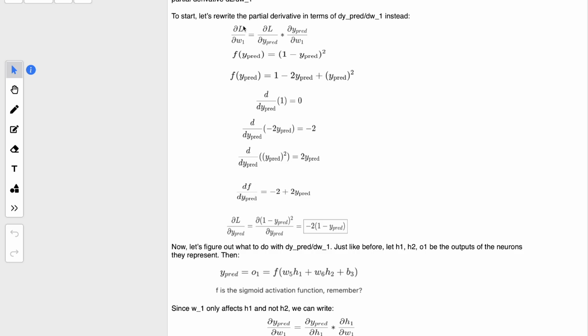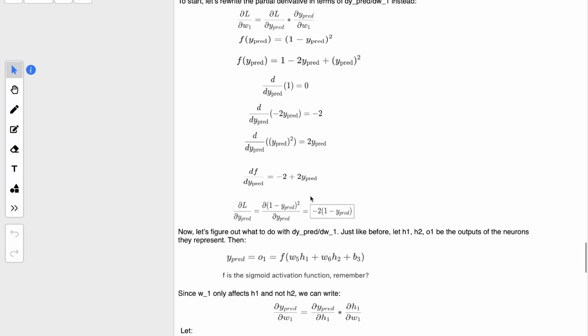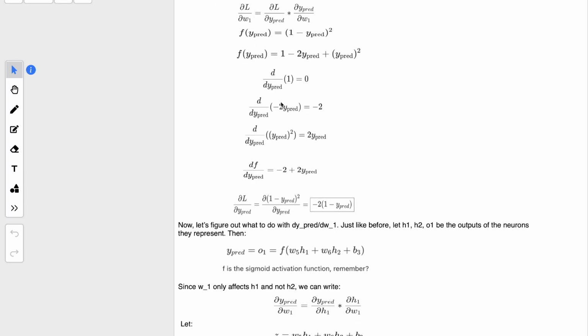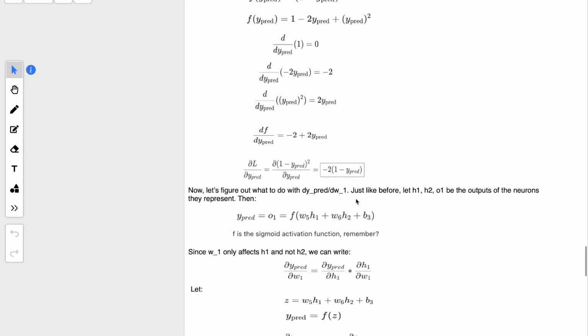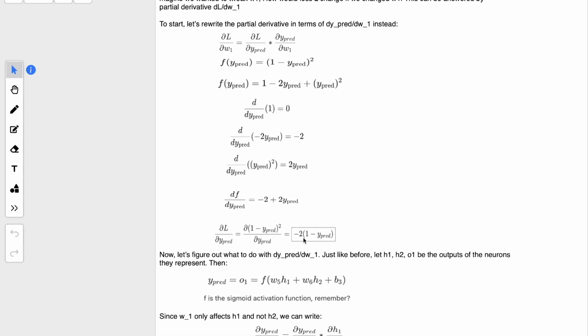Here f is our loss. dL by dypred is minus 2 plus 2 ypred, which is the same thing. We are just putting this value here. So dL by dypred is equal to the derivative of (1 minus ypred) whole square divided by dypred, which turns out to be, taking minus 2 as common, minus 2 into (1 minus ypred). So this is the value of our first term, which is dL by dypred.